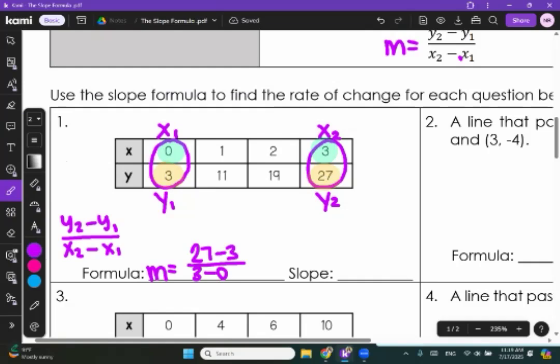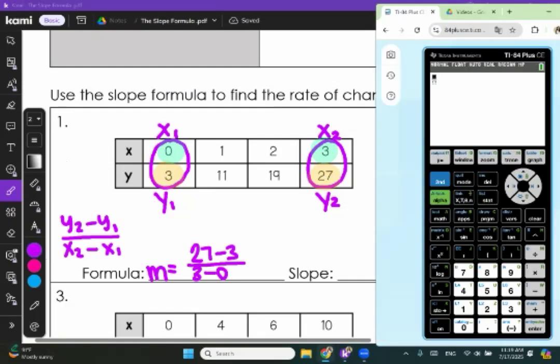Same thing with everything else that we've been doing this year, you can just put it in the calculator. You don't have to make it more complicated than it is. So our slope is 8.